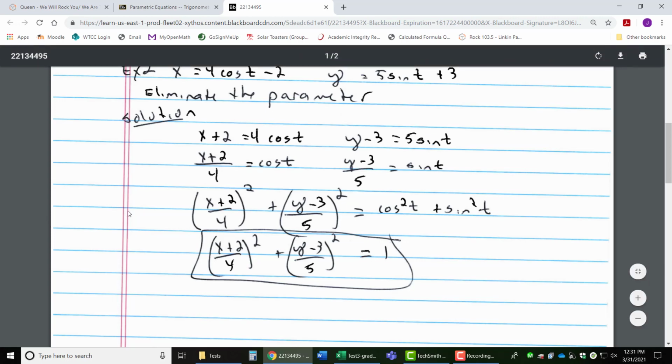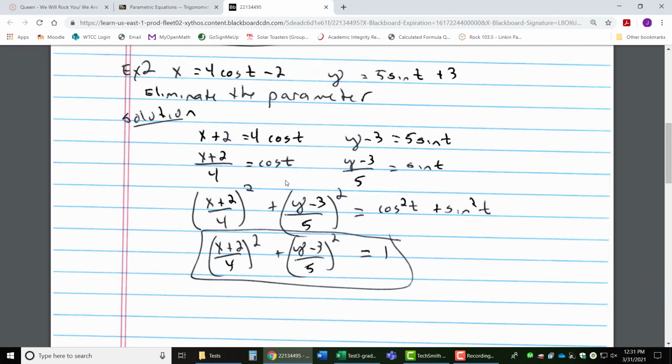Alrighty. So a little bit of algebra up front. I added the 2 for the cosine, divided by the 4. For the sine, subtract the 3, divide by the 5. Once you've isolated the trig function, then you square it.